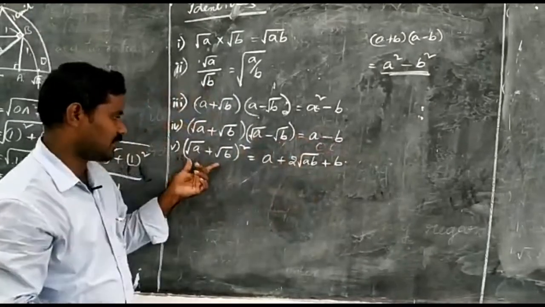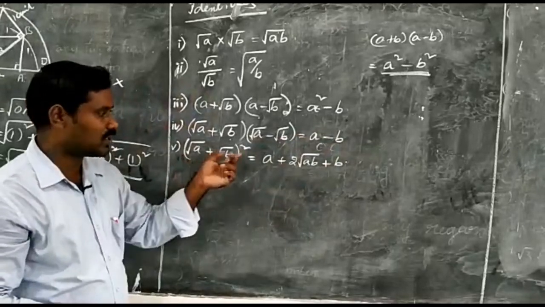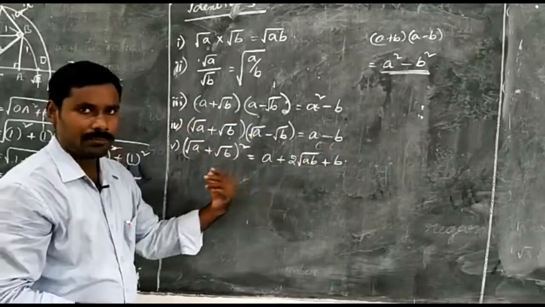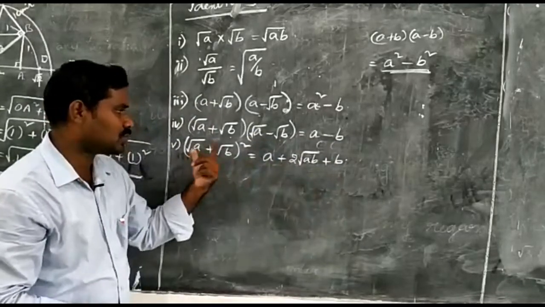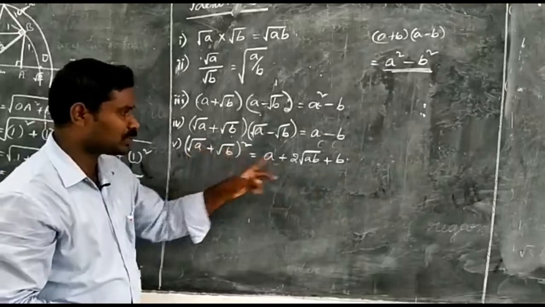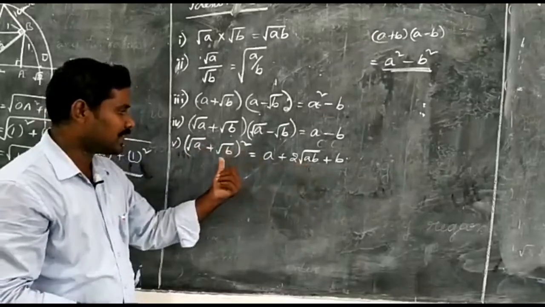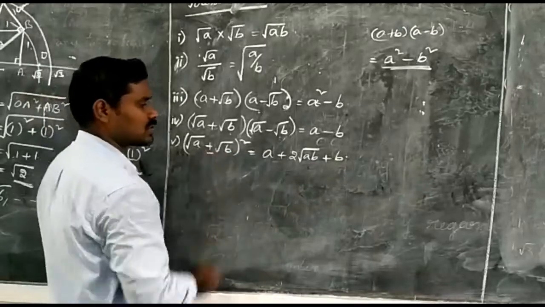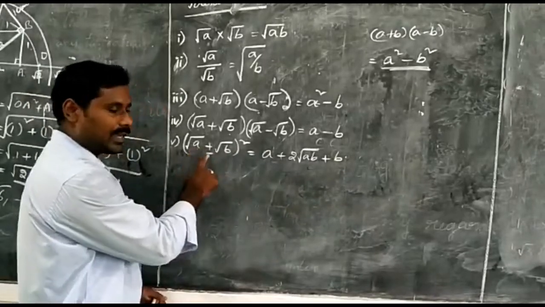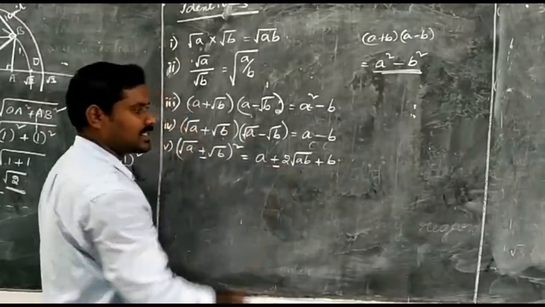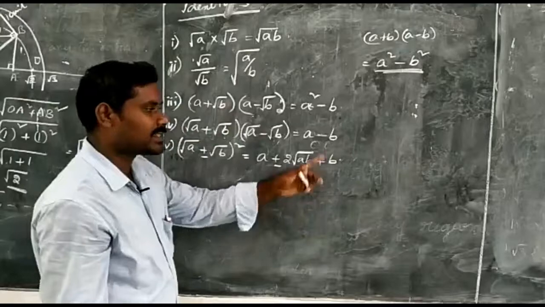Now we are going to the last one: (root a plus root b) whole square. a square plus 2ab plus b square. a square means root a whole square, a, plus 2 into root a into root b, 2 root ab, plus root b whole square means b. Same, you have to take minus also: (root a minus root b) whole square equals a minus 2 root ab plus b.